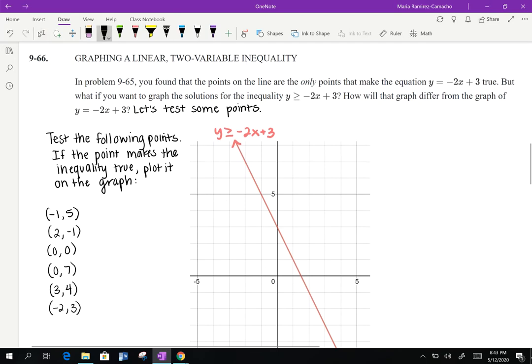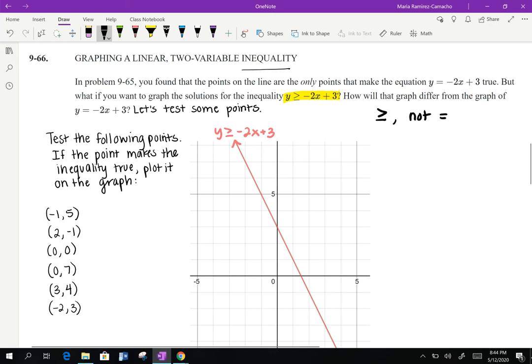9-66, graphing a linear two-variable inequality. In problem 9-65, you found that the points on the line are the only points that make the equation y equals negative 2x plus 3 true. But what if you want to graph the solutions for the inequality y is greater than or equal to negative 2x plus 3? How will that graph differ from the graph of y equals negative 2x plus 3? Let's test some points. So big difference. We're dealing with greater than or equal to, not equals in this case.